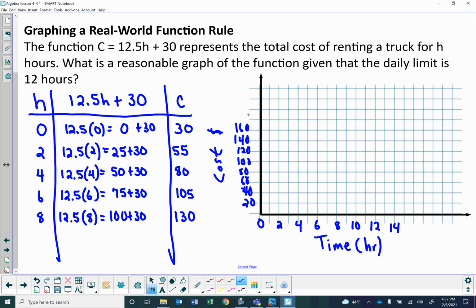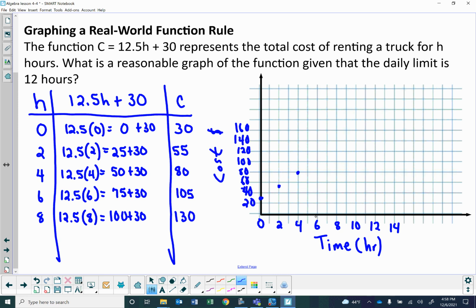If I rent it for 0 hours, it's going to cost me $30. $30 is halfway between 20 and 40, so it's right there. If I rent it for 2 hours, it's going to cost me $55. 40 here, 50 is halfway, 55 is barely over halfway. It doesn't have to be perfect, but it's going to be pretty close. Yeah, 2 hours is 55. 4 hours is $80. So 4 hours go up to $80. That would be right about there.